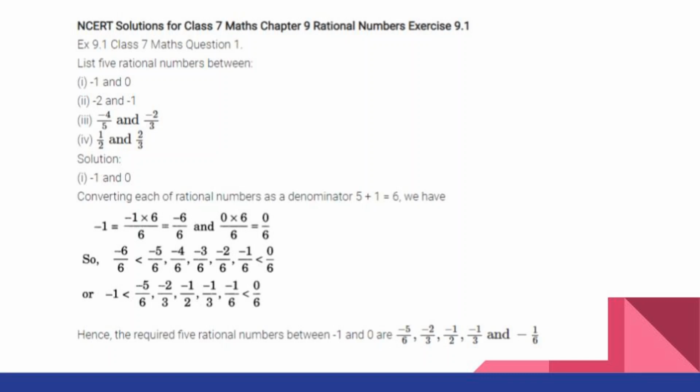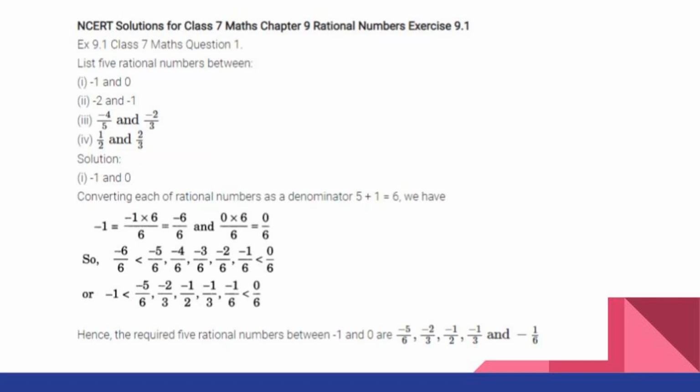How will we get the numbers between -1 and 0? We'll be taking their denominators, like -1 we'll be multiplying with 6 upon 6. Whatever number you multiply in the numerator, you have to multiply in the denominator, and the condition is that both the numbers should have the same denominator. So that will be -6 by 6, and if you multiply 0 by 6 upon 6, it will be 0 by 6.